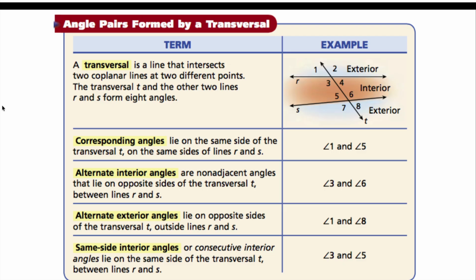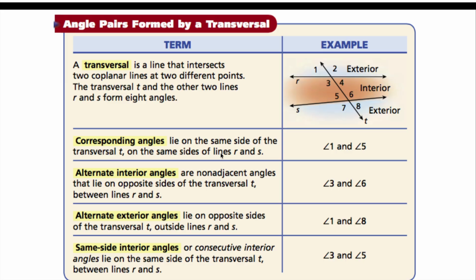Okay, so let's just talk about it one more time. Here's our term. A transversal is this line right here that goes through a set of parallel lines. It gives us relationships. These angles inside of the parallel lines are interior angles. The angles outside, above and below, are called exterior angles.